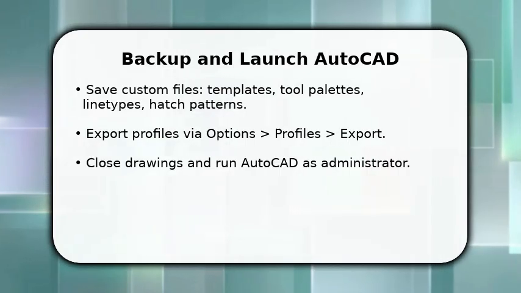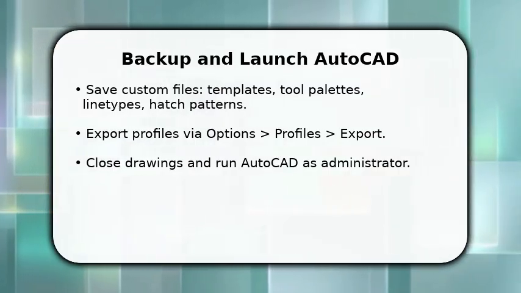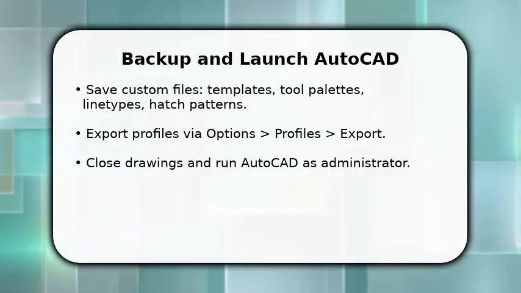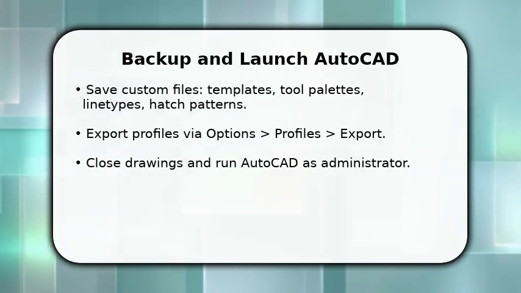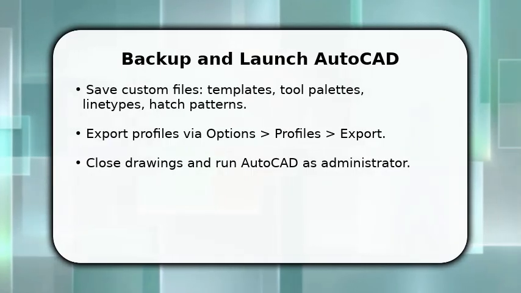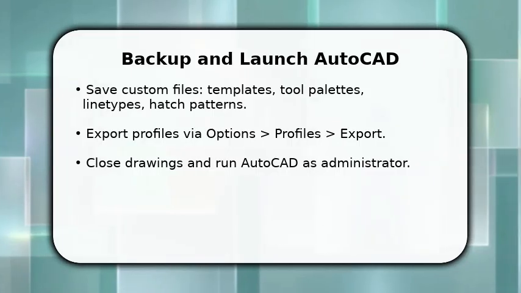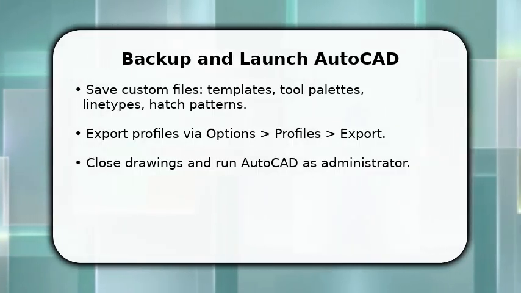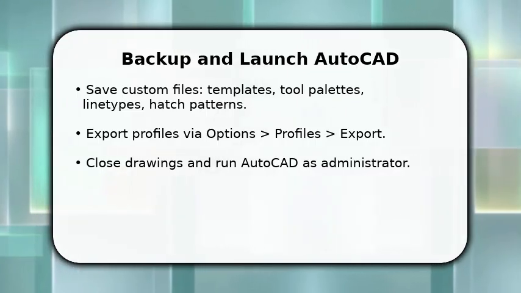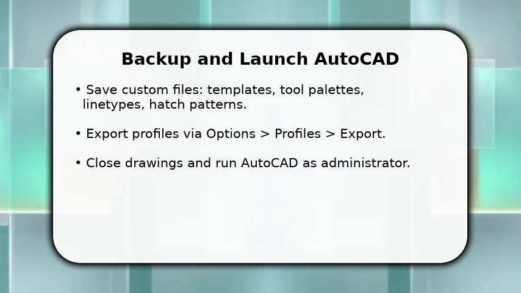You start by preserving anything you want to keep. Backing up templates, tool palettes, and customized profiles prevents data loss. Once done, open AutoCAD's Options dialog, go to Profiles, and export your active profile to a safe folder. Make sure AutoCAD is closed for system-level resets, and then relaunch it as administrator so permission prompts don't block changes. You're now ready to run the reset utilities and access the folders where AutoCAD stores its configuration files.